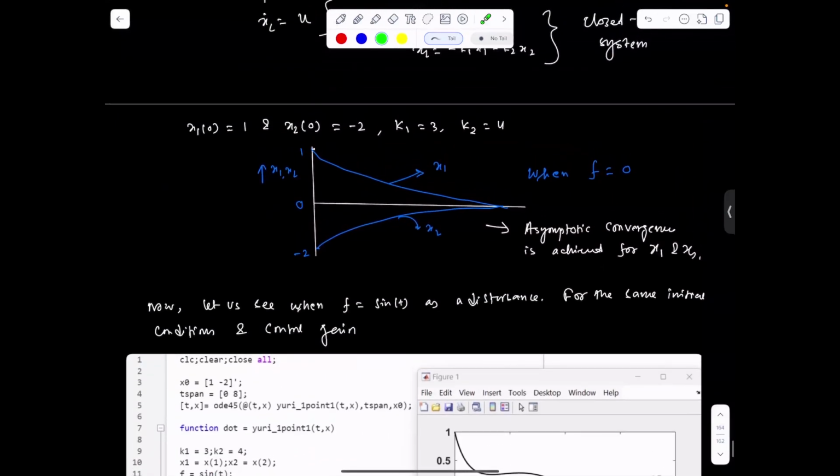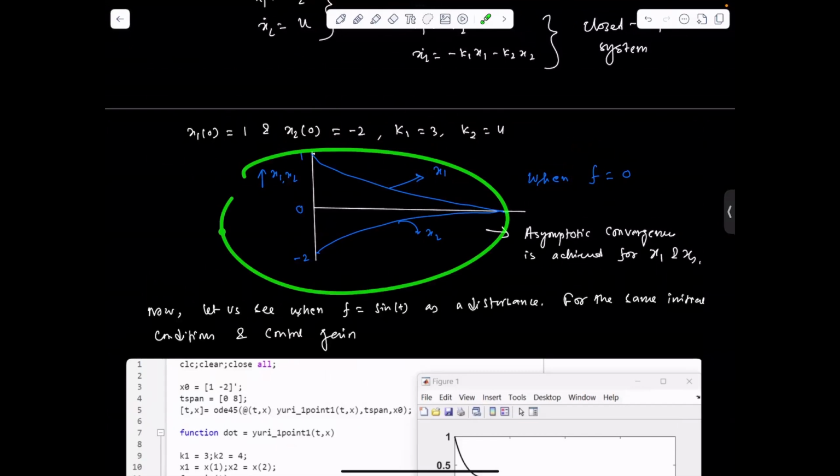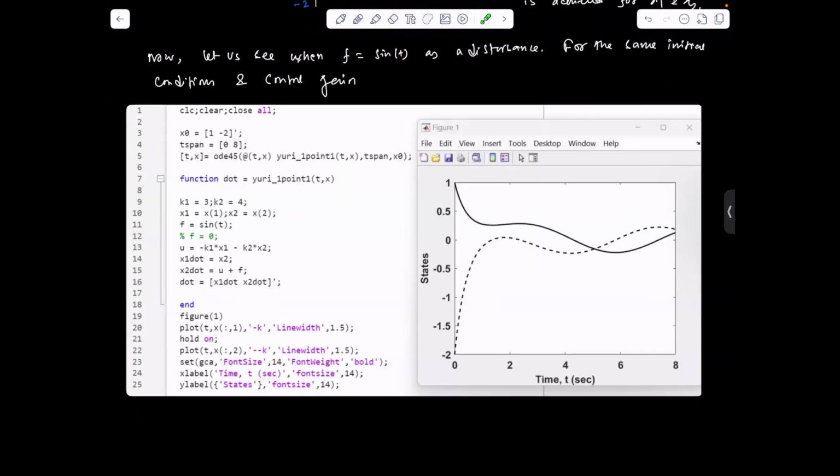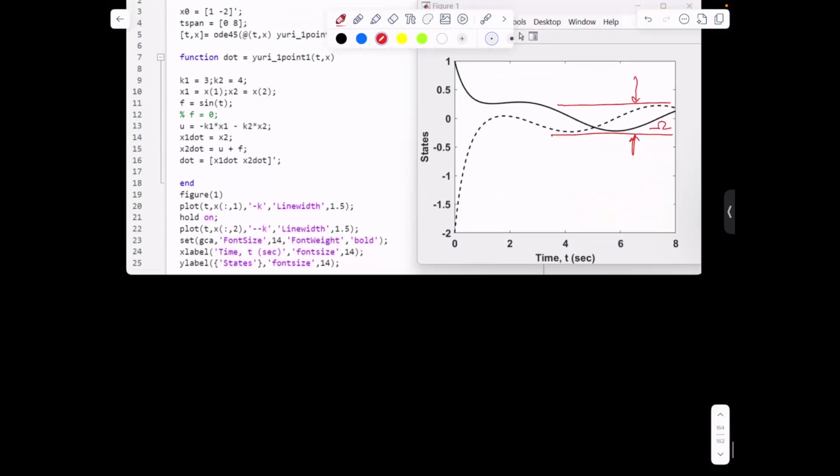Something like this. So when you consider f in our system, and you use state feedback control, our system response is not asymptotically convergent. It is fluctuating over time, so we have oscillations in the system response. Now, let's assume this is the upper bound of this oscillation, defined by omega.